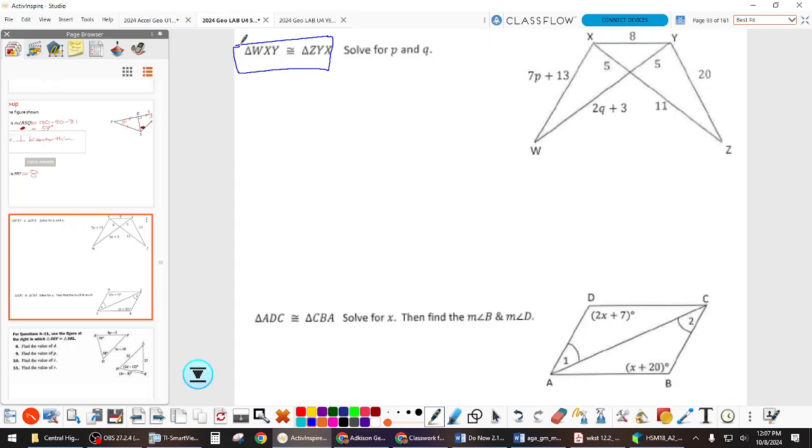You got part of it. The CPCTC. Good. He's talking about CPCTC. What does that stand for? Once triangles are proven to be congruent, corresponding leftover parts that were not used are congruent. Awesome.